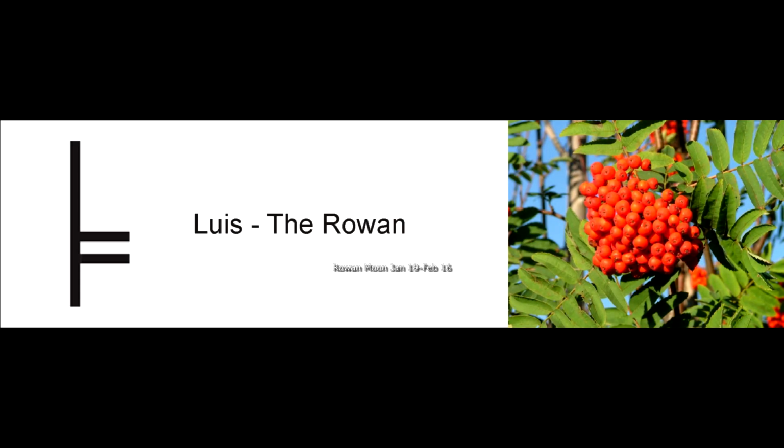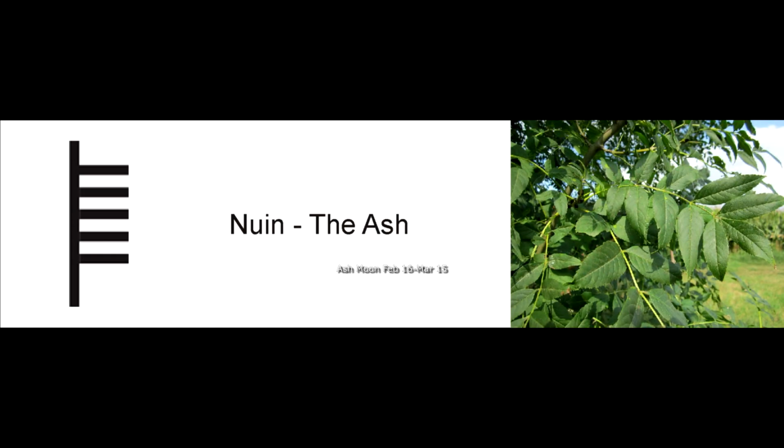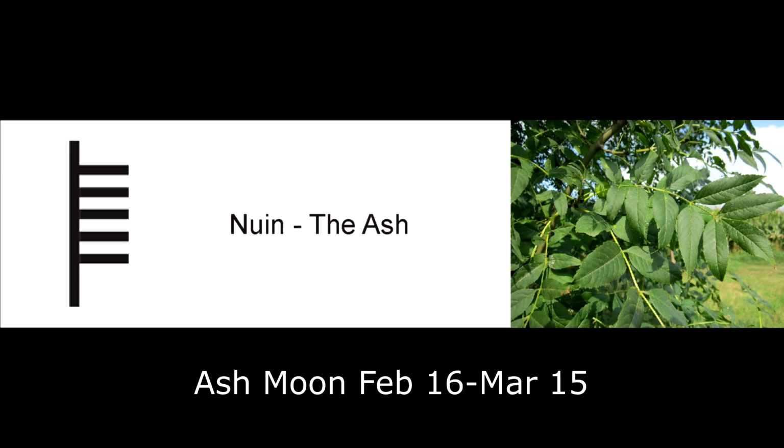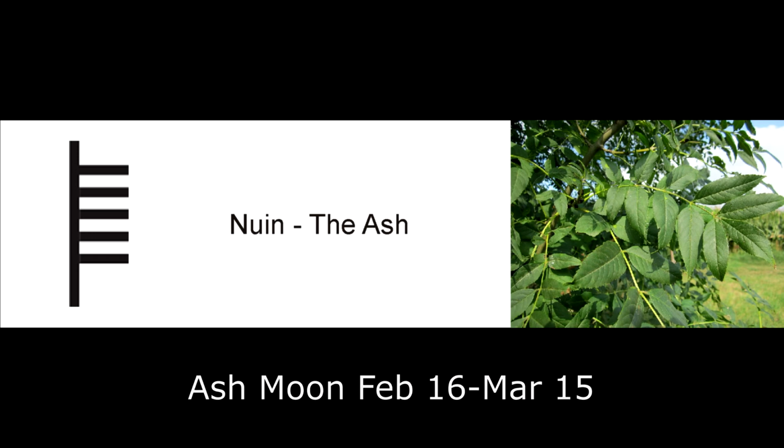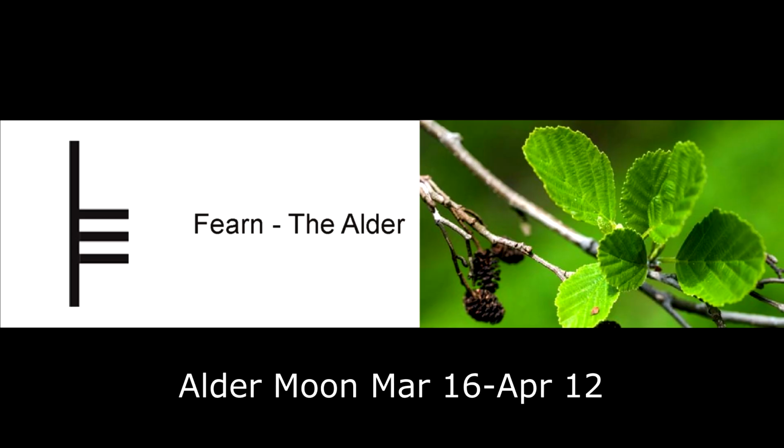First off, for the non-leap year, we start off with the mistletoe day, which is the winter solstice, December 21st. Next is the birch moon, and that is for people who are born December 22nd to January 18th. The rowan moon is January 19th to February 16th. The ash moon is February 16th to March 15th. The alder moon is March 16th to April 12th.